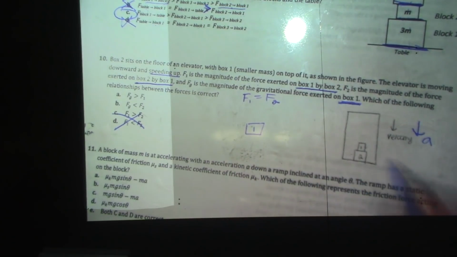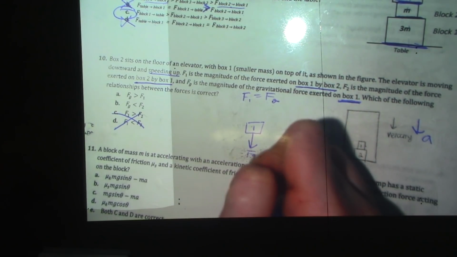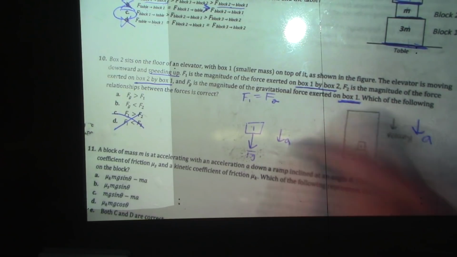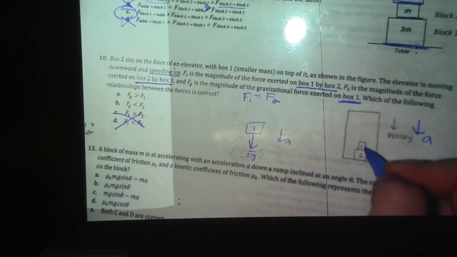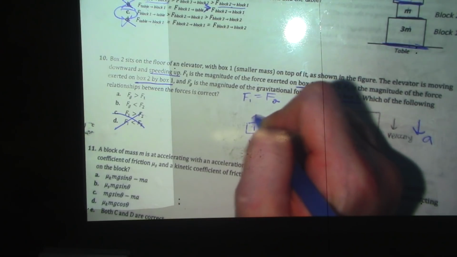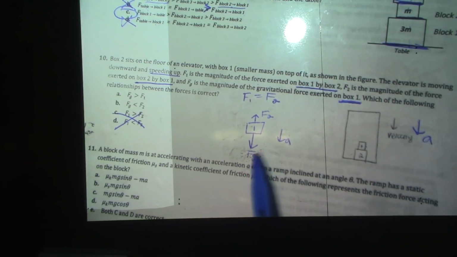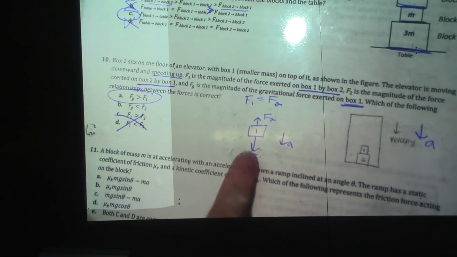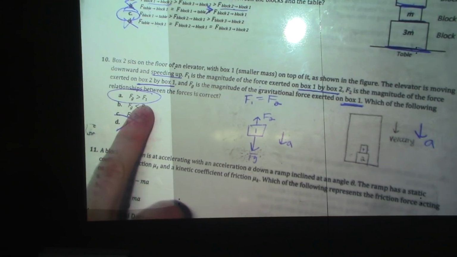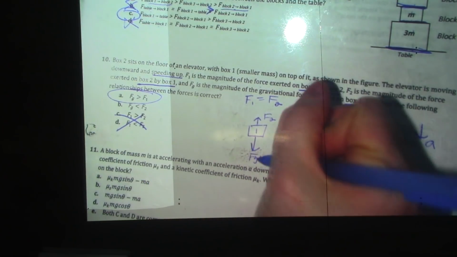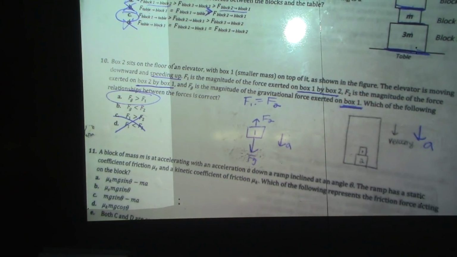So this is FG for box 1. So I'm going to draw the free body diagram for box 1. I have FG, and because it is accelerating down, that means that the force of box 2 on box 1 that is pointing up has to be less. So that means that FG is greater. And if you're like, wait, but you said FG is greater than F2, not F1, well, these two are the same, so that means FG is also greater than F1.